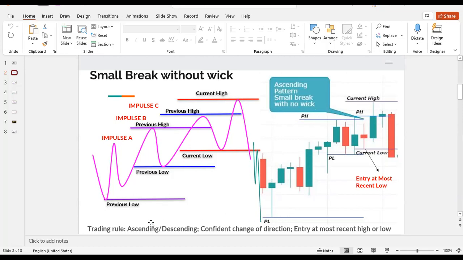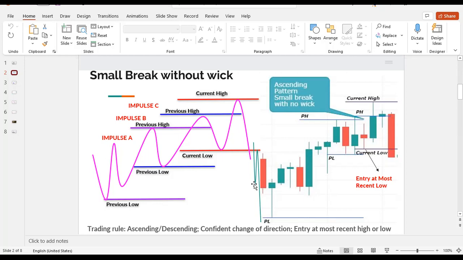So normally when we look at our trade, we look at three things. First, there has to be ascending. Ascending happens when the market is going up. So in this case, the ascending has been confirmed around here. Second, there has to be a confident change in direction. And in this case, yes, there's a confident change in direction. The market came and broke this low with a candle that does not have a wick at all. It's very clean. You can look at it. It just came and broke.